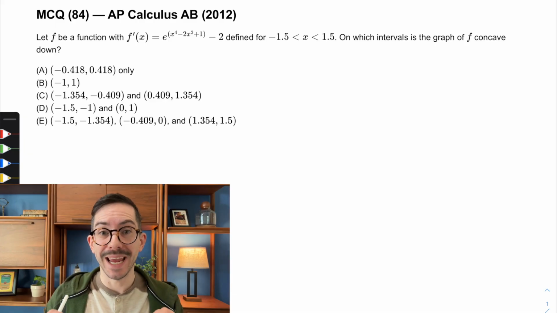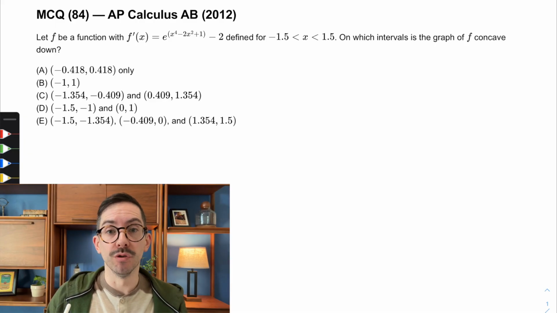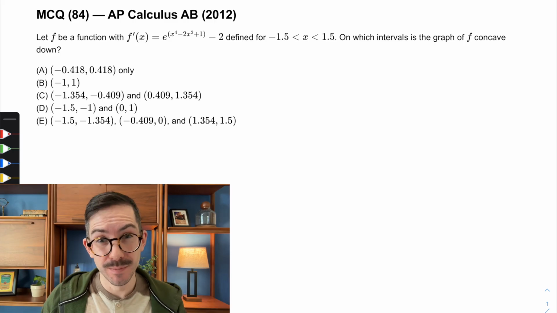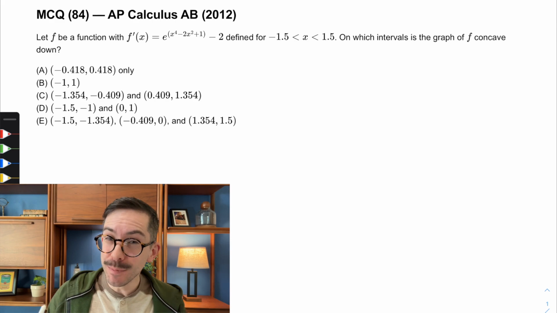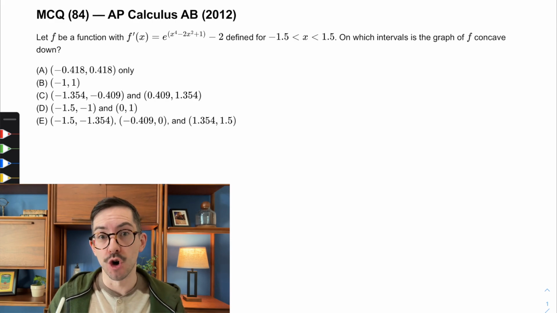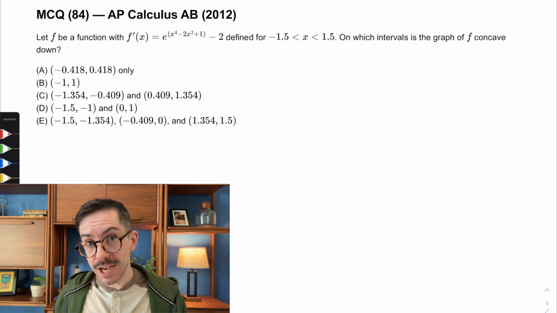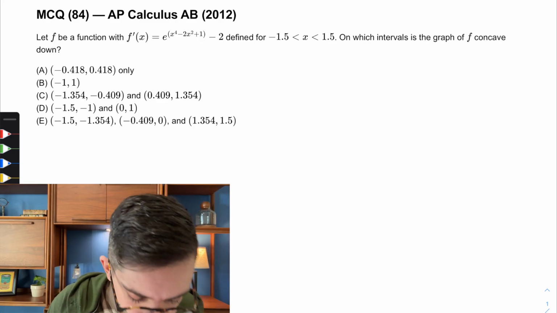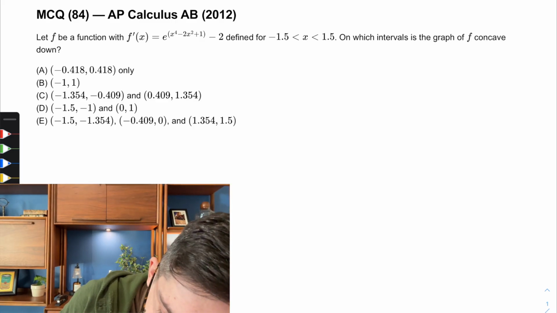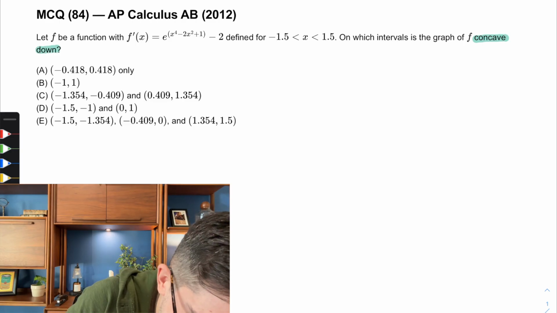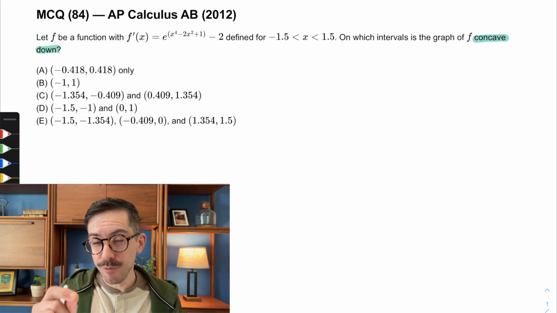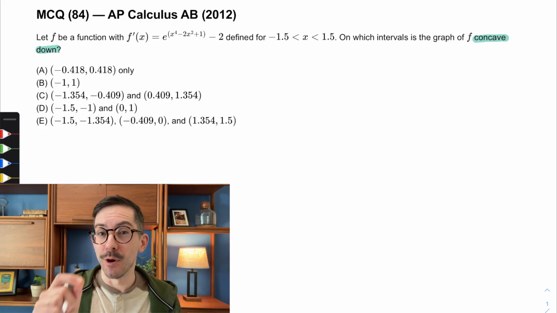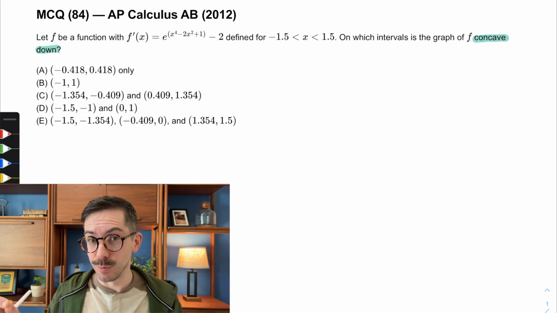Let's dive in. In this first multiple choice, number 84, we're given a rule for the derivative f prime, and we're asked to use that to work something out about the function f, namely the intervals on which f is concave down. We're going to use our calculator for this one, but let's see how that's going to work out for us. So we need to translate what it means for f to be concave down into an equivalent form, because f being concave down tells me something about f prime and f double prime.